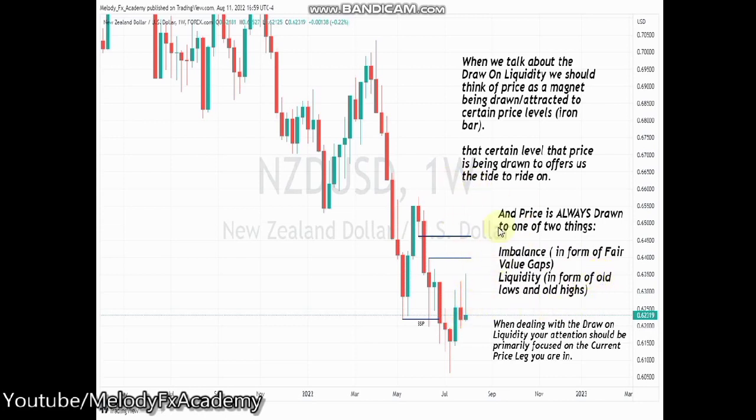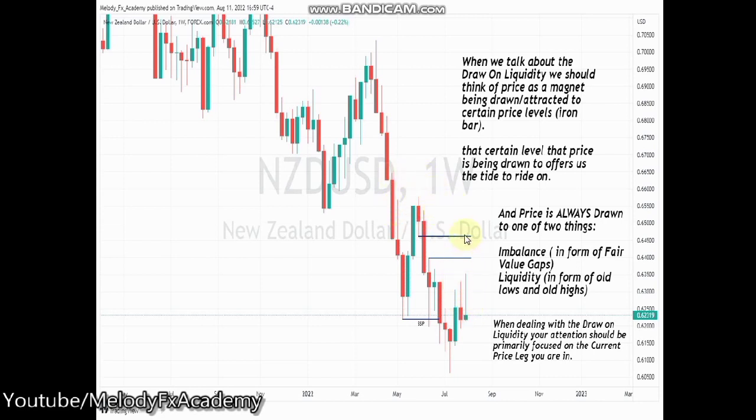Is there an imbalance above us, in the form of a fair value gap? Okay, so this is it. This is an imbalance right here. So let's assume we didn't have this imbalance. What would have been the next level we should anticipate that price is being drawn to, from where we are in this particular week? That would be this old high.